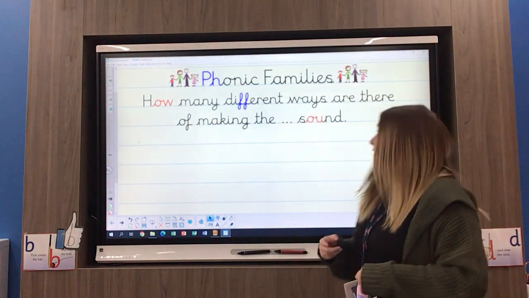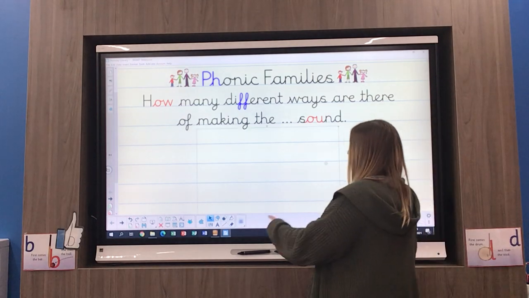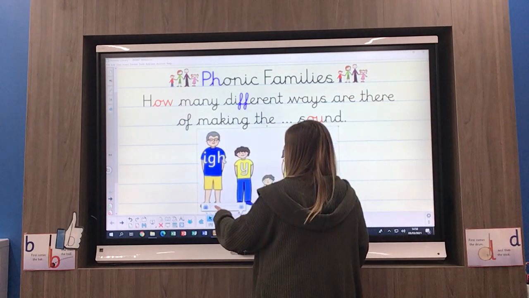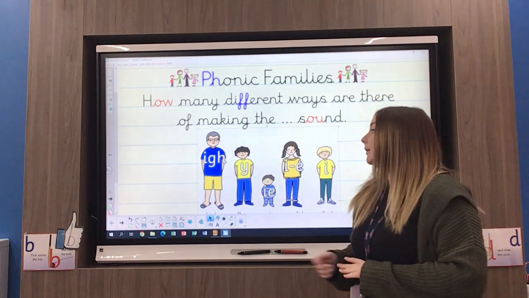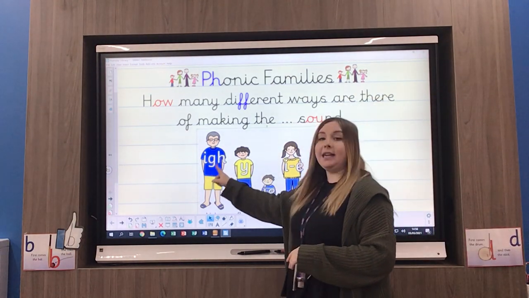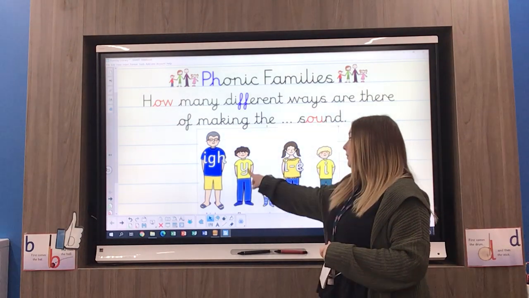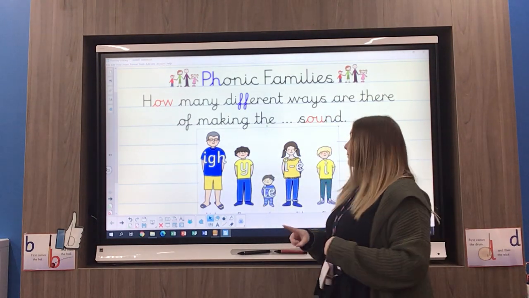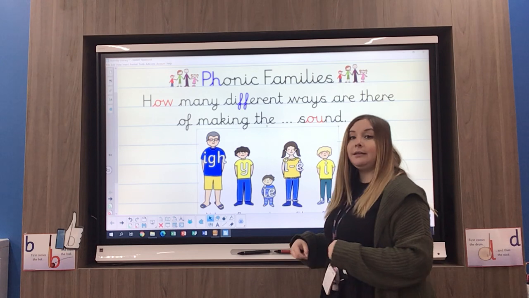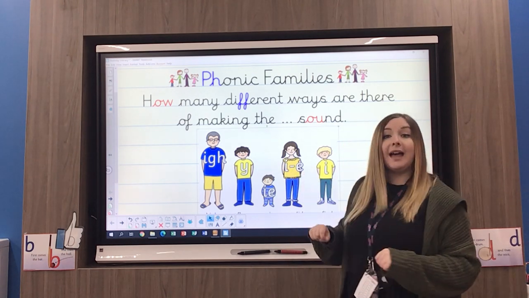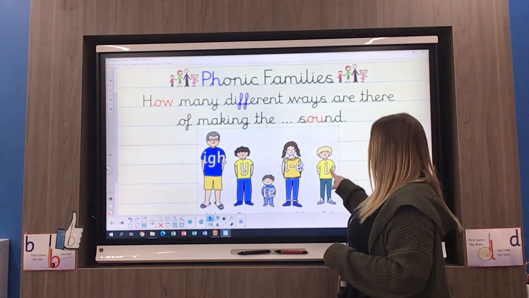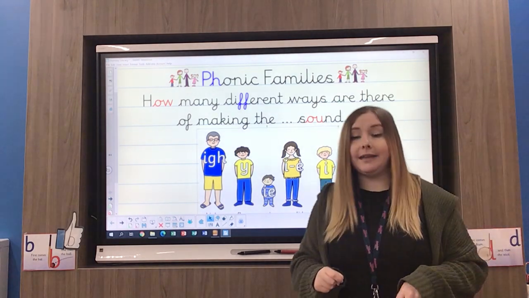Are you ready to have a little look? I wonder who managed to remember them. So, we've got I-G-H, I, Y, I-E, I, split digraph, I, and then I for I.